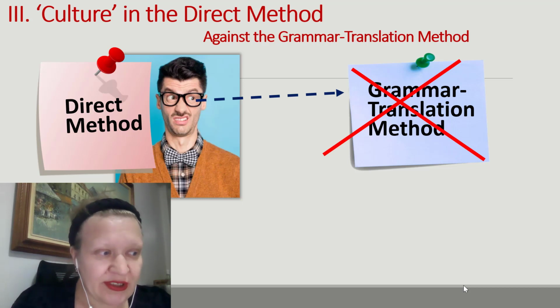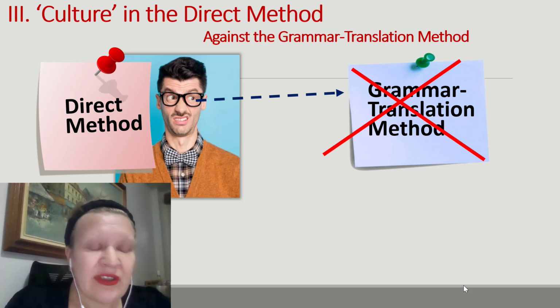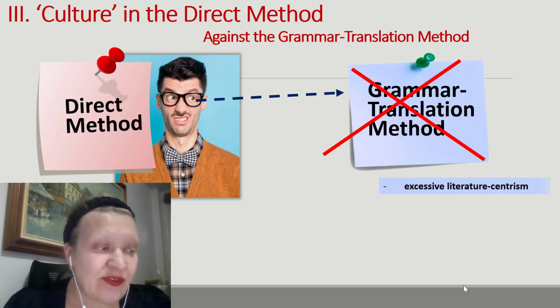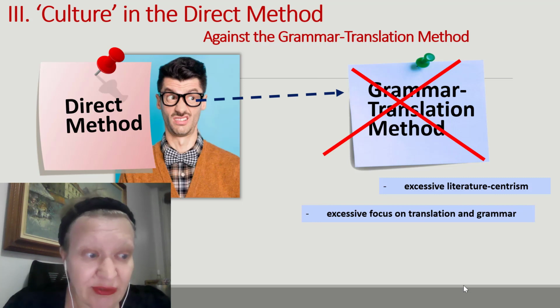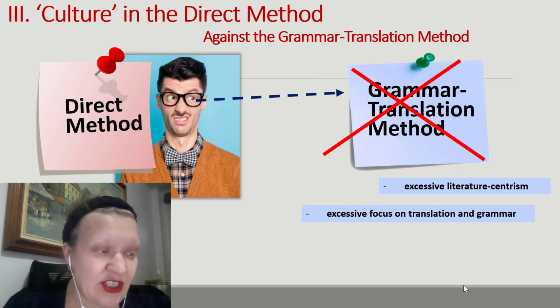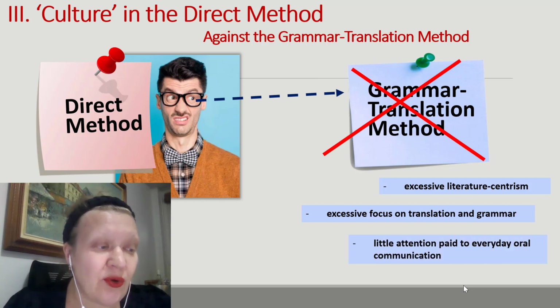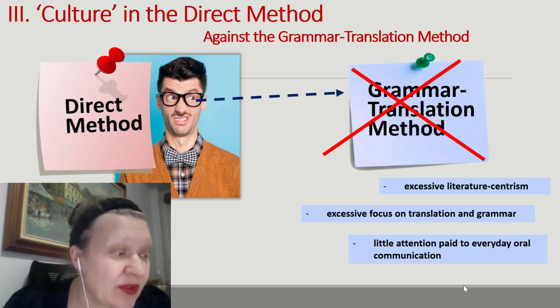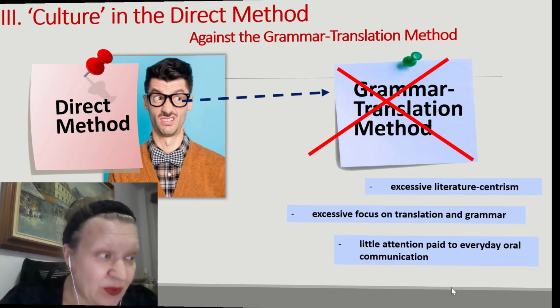Numerous supporters of the direct method criticized the grammar translation approach for its excessive literature centrism, excessive focus on translation and grammar, and especially for the little attention paid to usage of the second language in oral communication. Essential skills determine people's proficiency in a second language.